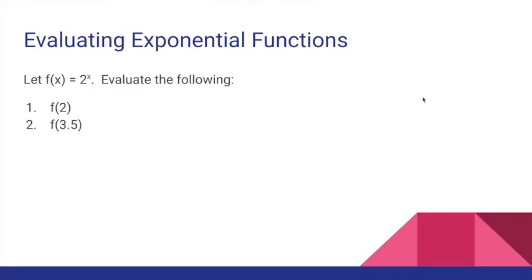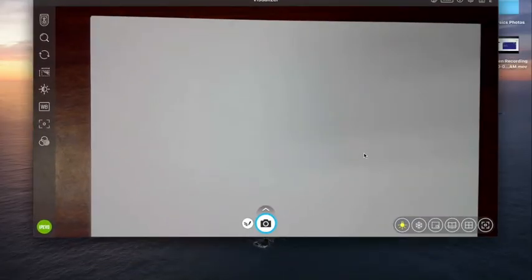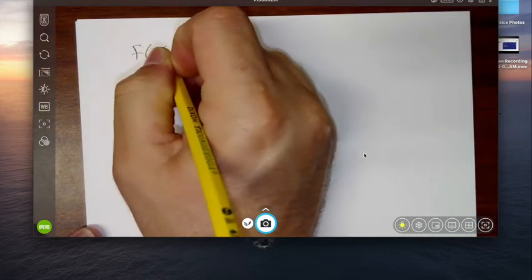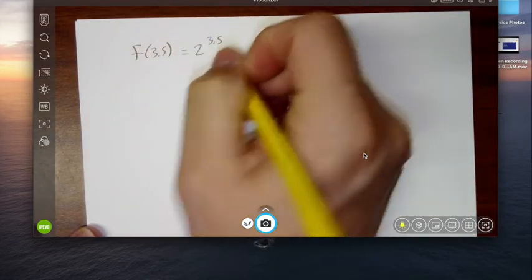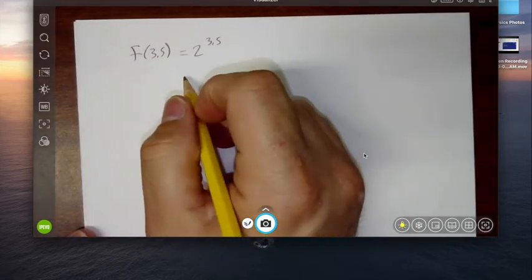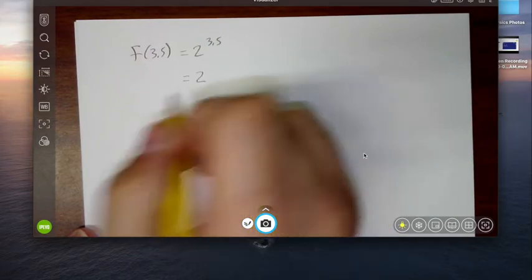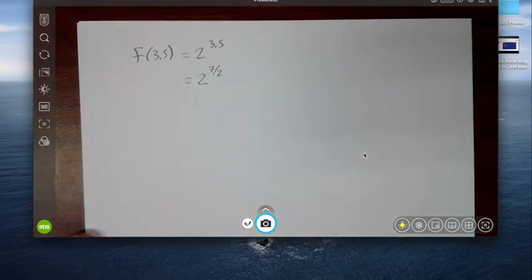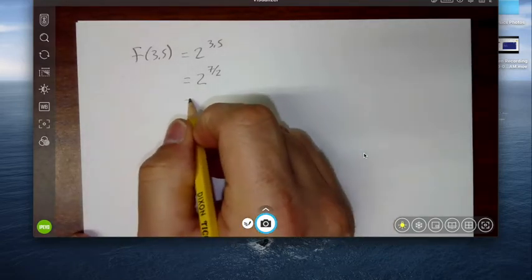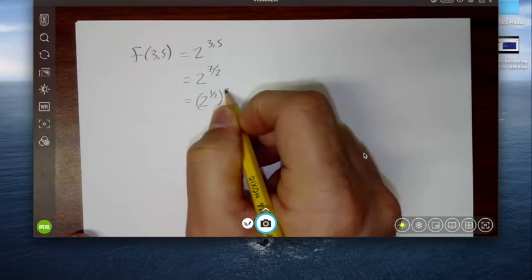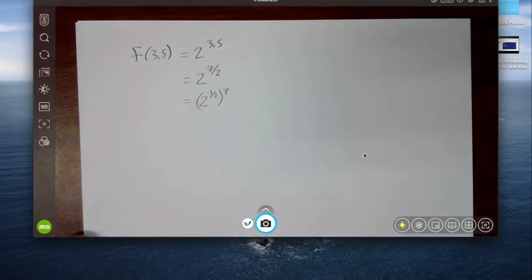So let's think about how we might evaluate this, and we'll use the document camera here to figure this out. f of 3.5 would be 2 to the 3.5. And still, obviously not clear yet what may be going on, but remember that 3.5 could be written as 7 halves. So now maybe we're getting a little closer to something that might make sense, because remember that if you have a fraction in the exponent, then you can rewrite that fraction as a radical.